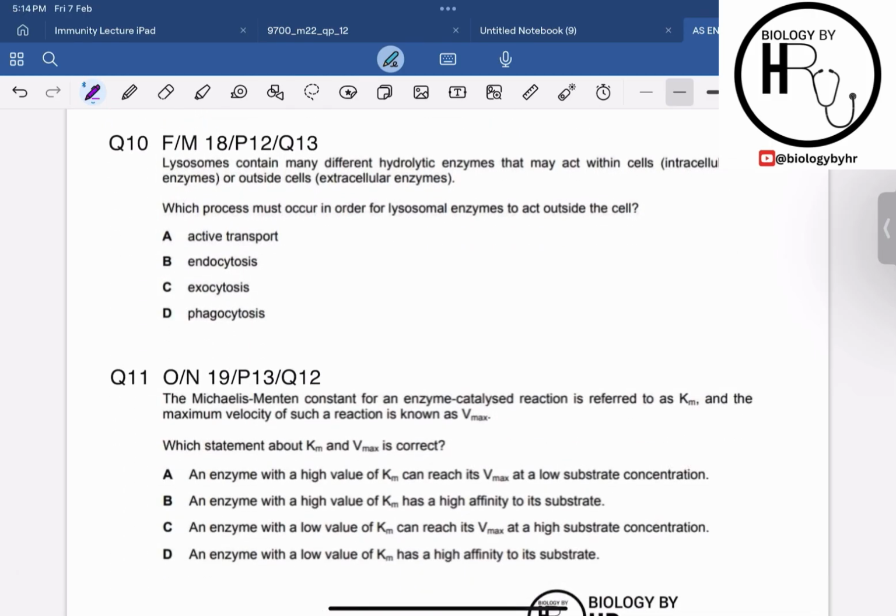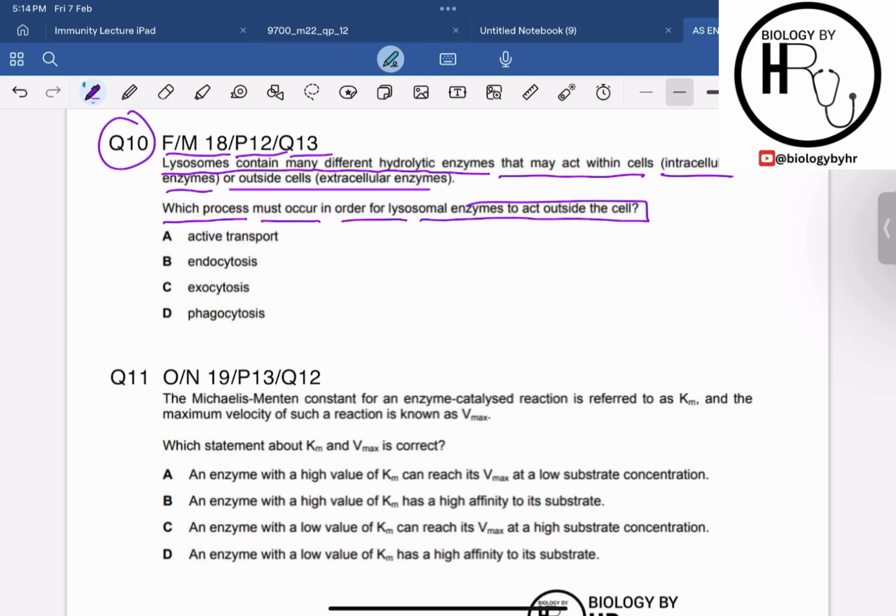Let's now give question 10 a read, which is from February March 2018, paper 1 to question 13. It says that lysosomes contain many different hydrolytic enzymes that may act within the cell as intracellular enzymes or outside the cell as extracellular enzymes. Now further in the question they ask which process must occur in order for the lysosomal enzymes to act outside the body. In order for the lysosomal enzymes to act outside the body, they must undergo the process of exocytosis, right?